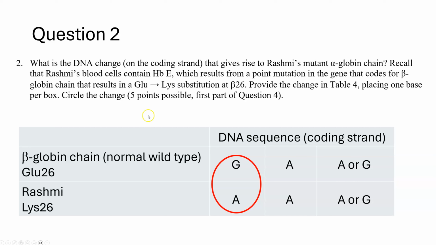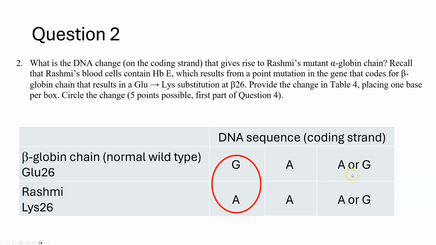Okay, so the next question, we looked at one of the patients we looked at on our first exam. So that's Rashmi, and she had a beta globin chain where there was a glutamate to lysine substitution. So the wild type DNA would have a glutamate, and hers has a lysine. If you look at the genetic code, because of the redundancy of the code, there's actually only one right answer to this. I'd have to go back to the paper and look, but you wouldn't have known that.